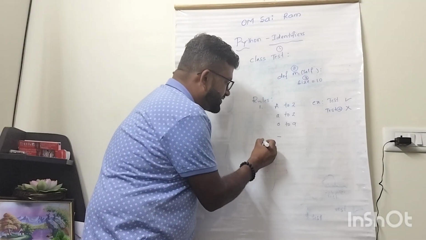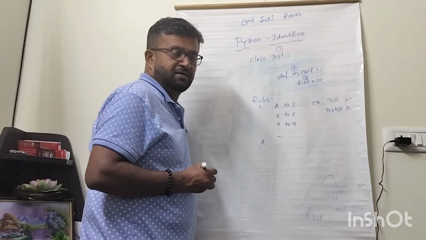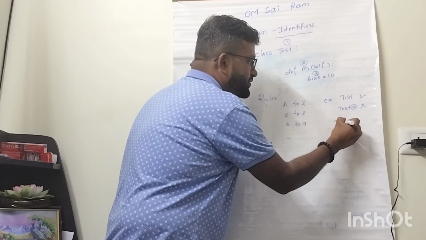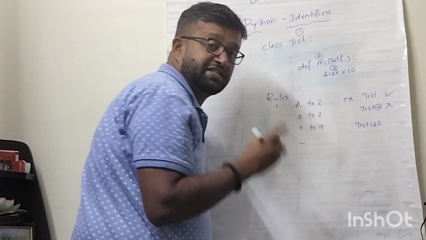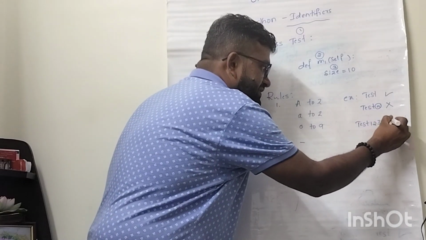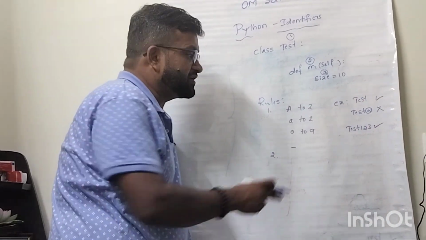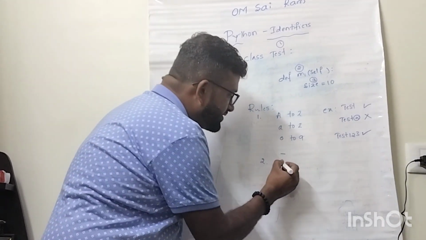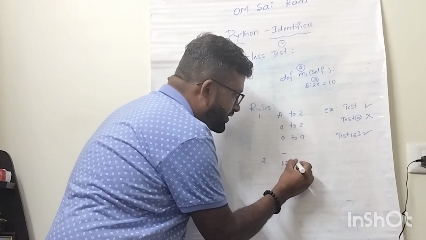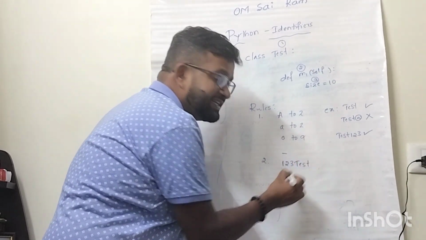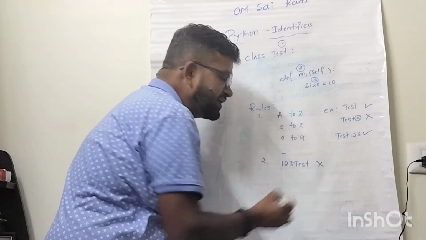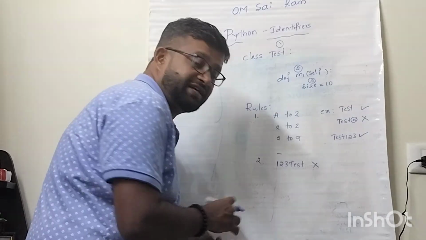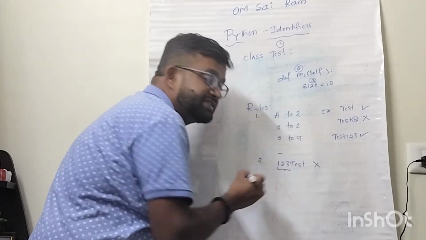What is the second rule? For example, if I create a class name called test123, is there any issue? This is perfectly fine, because all are allowed characters. But if I create a class name called 123test, this is invalid. The second rule says the identifier name should not start with a digit.